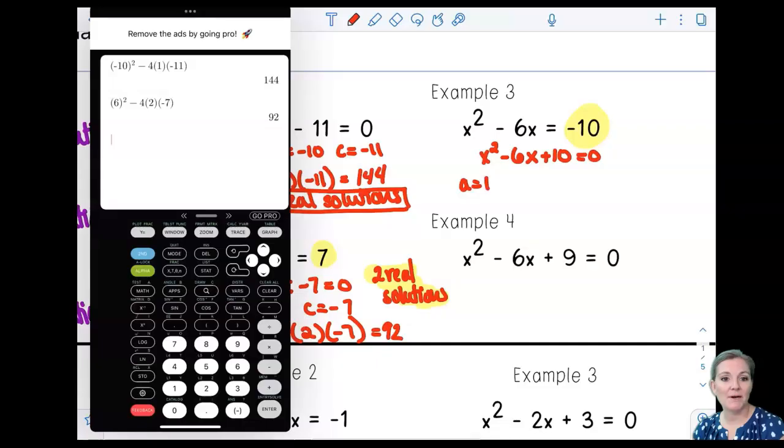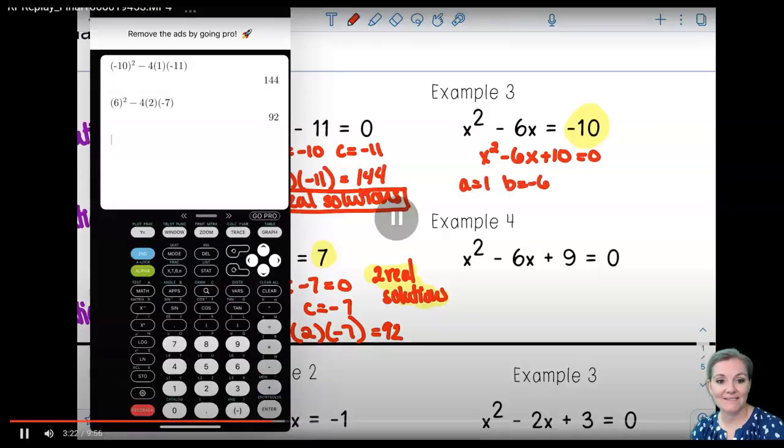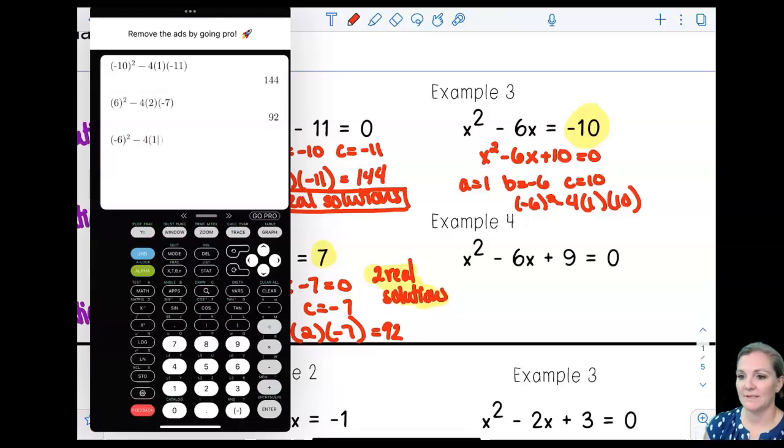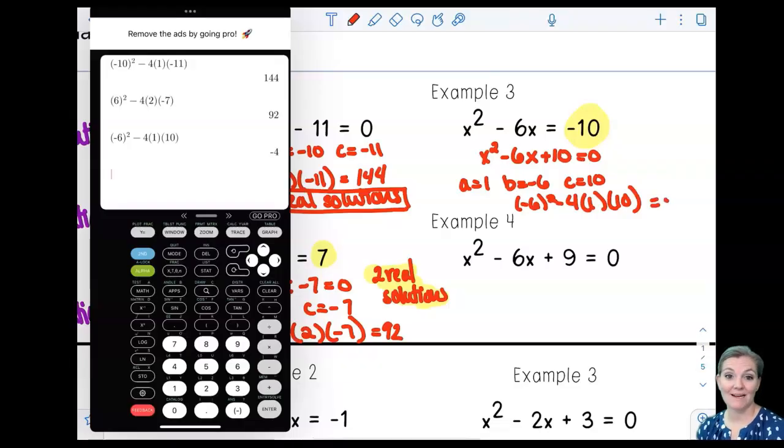So you have x squared minus 6x plus 10 is equal to 0. Identify your a, your b, and your c. So my a is 1, my b is negative 6, my c is 10. Using the formula, b squared minus 4ac. Plugging it into my calculator, negative 6 squared. Again, either the caret 2 or the squared button, minus 4, parenthesis 1, parenthesis 10. And I get that my discriminant is negative 4.